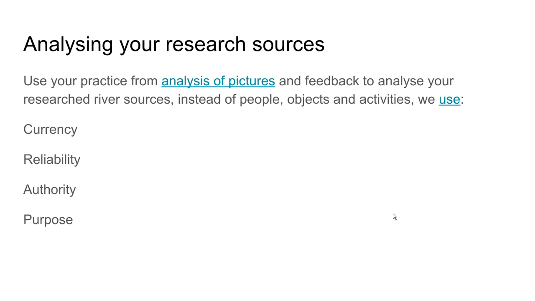The next step for this one was to use their practice from analysis of pictures and then start to analyze their sources for their research journal. So instead of using people and objects and activities like they did from the picture analysis, at KIS we use the CRAPI system strategy for analyzing sources. And for grade 7, we only use the first 4 parts of that. So they're looking at currency, reliability, authority, and purpose.